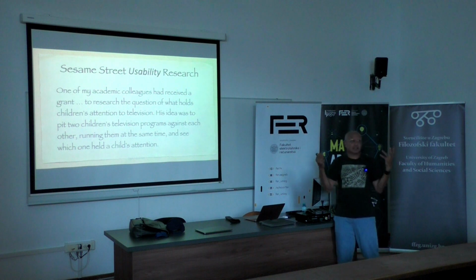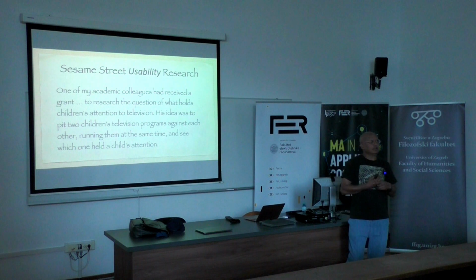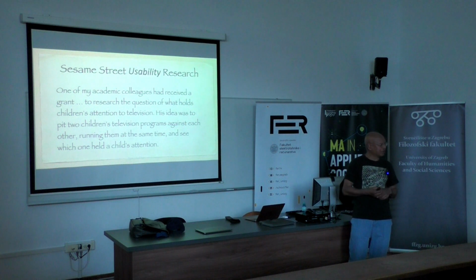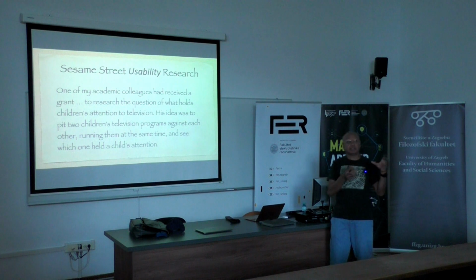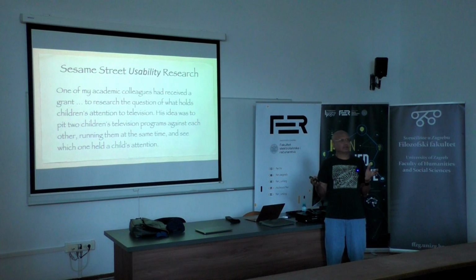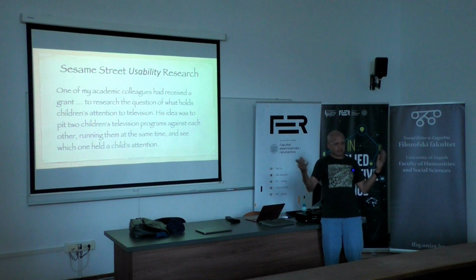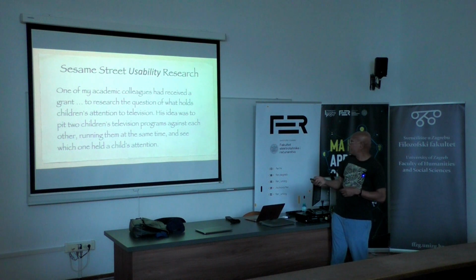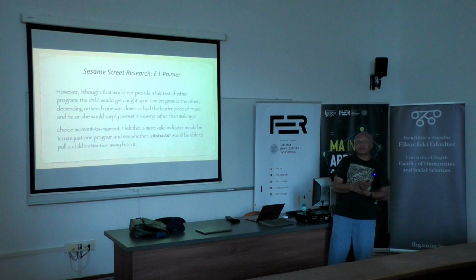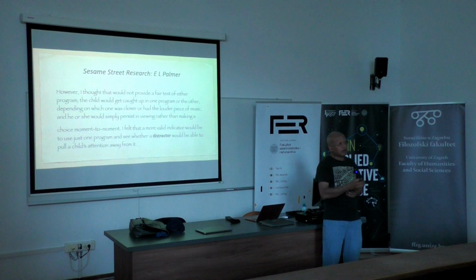What he said, this is the producer saying, is that one of his academic colleagues got a grant for doing research on what interests children. So he thought, oh, Sesame Street is a children's program, so why don't we collaborate? So they thought of different ideas. Basically they wanted to know how interesting a Sesame Street episode is. First they thought about having two programs playing side by side, with the child sitting there, and they want to see where the child is looking. The child is looking here, the child is looking there. But they had some methodological problem with that, and the methodological problem is that there is something called narrative pull.